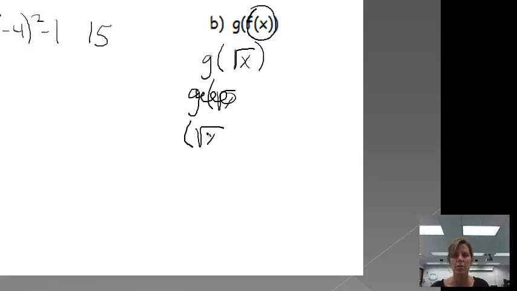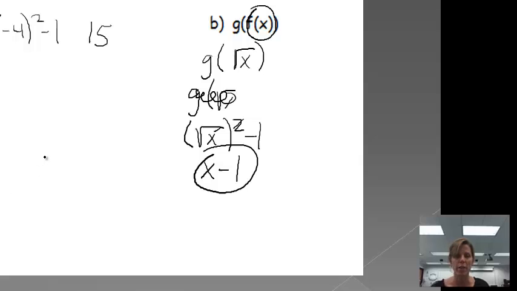All right, so square root of x, squared, minus 1. If I take the square root and square it, the square and the square root just cancel each other out, so I'm just going to be left with x and then minus 1. So that's what g of f of x would look like.